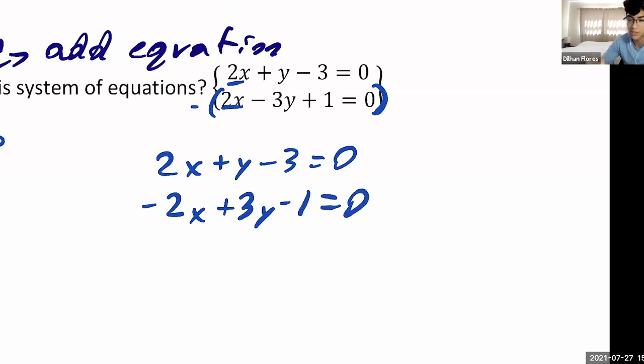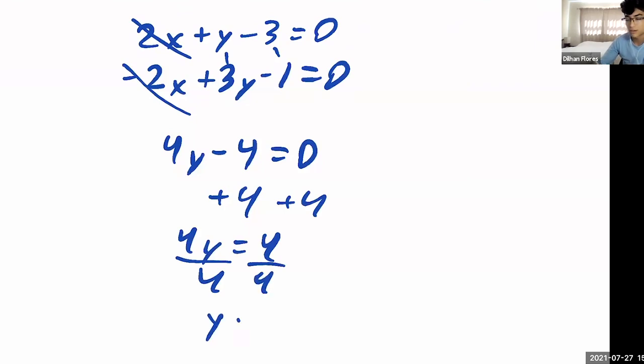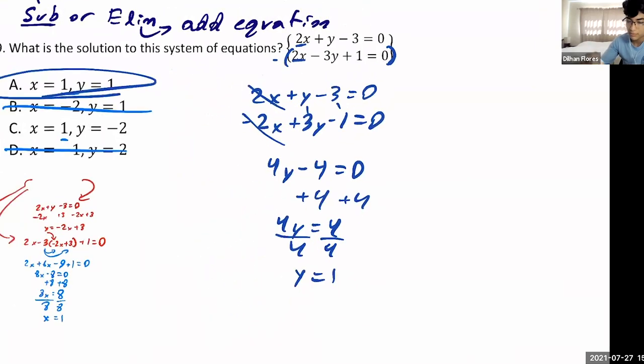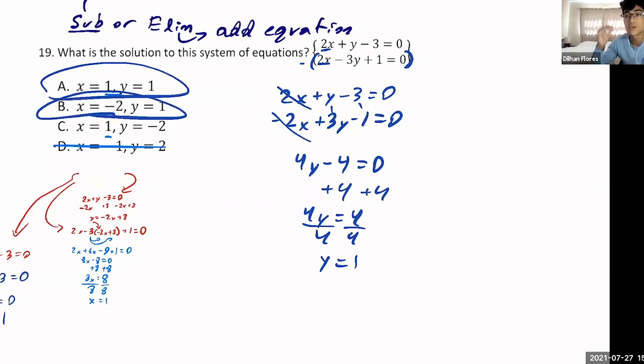If you just add these together, the 2x's cancel. And then you add these two together, you're going to get 4y. Add these two together, you're going to get negative 4 is equal to 0. And then you add 4, 4y is equal to 4, divided by 4, y is equal to 1. Okay, and you know that y is equal to 1, and it brings you down to these two choices. And then from here, you can just plug it into the other equation to get your value of x. So you get the same result as substitution.